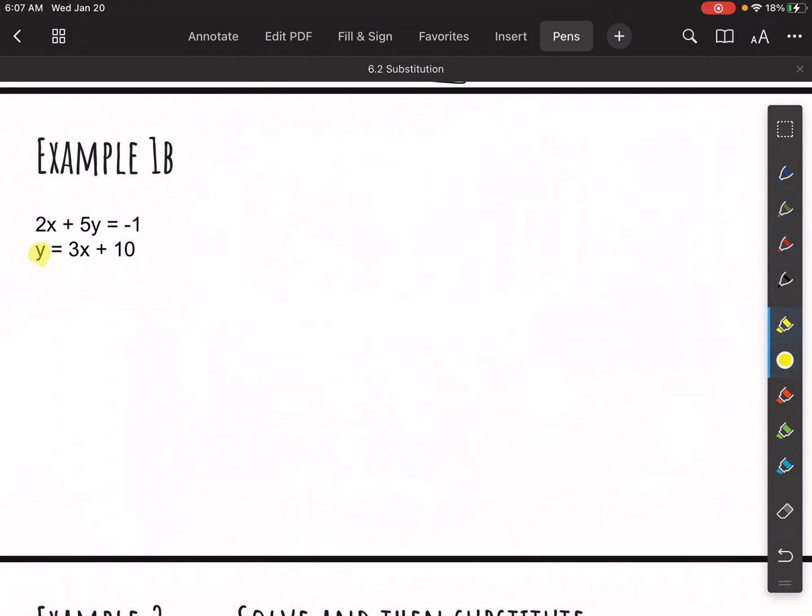So example 1b, let's do another one. I'm going to have you guys do this one. But this one has a y equals, again, so the first step is done. We're going to insert it in, right? So we have 2x plus 5 times 3x plus 10. Notice I replaced my y value in the second equation with this 3x plus 10. That's all I'm doing. Is equal to negative 1.